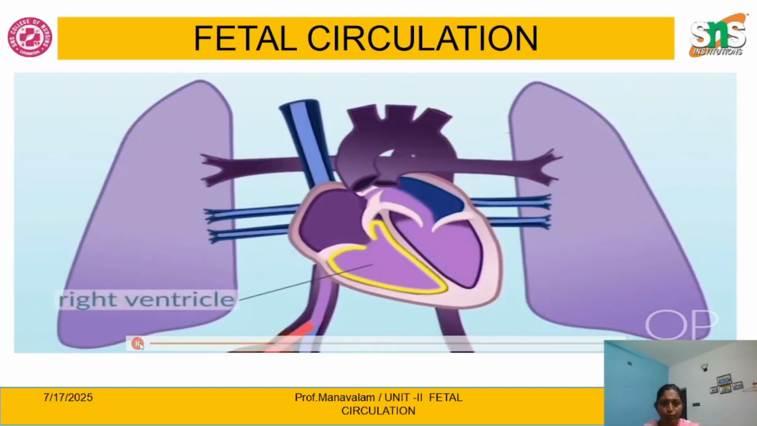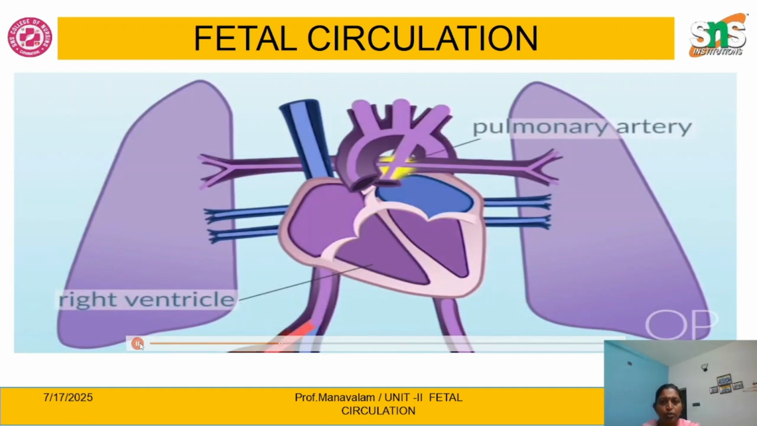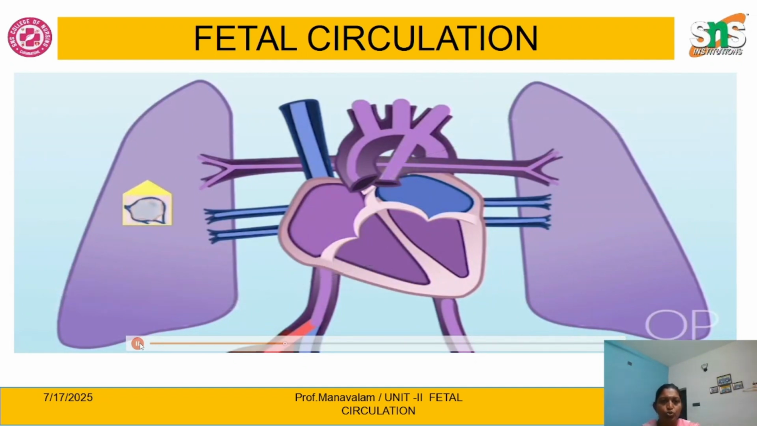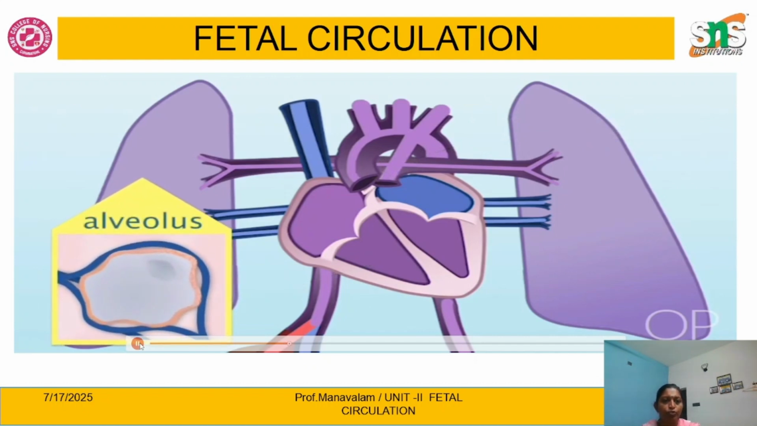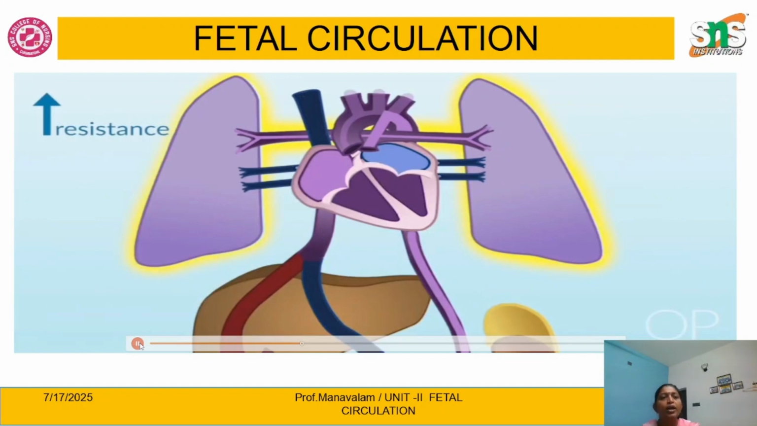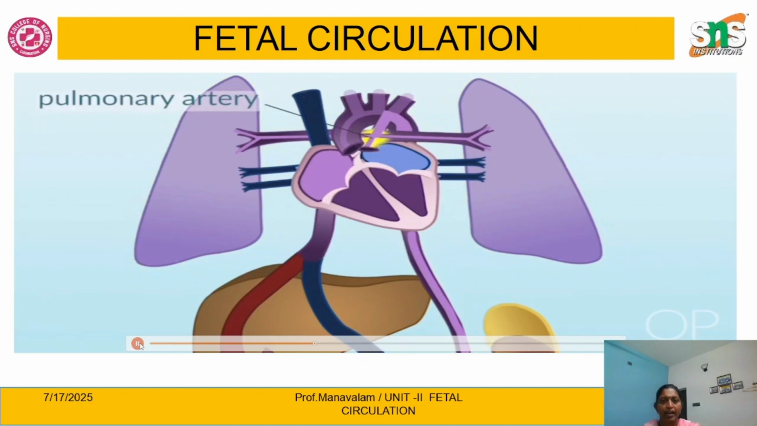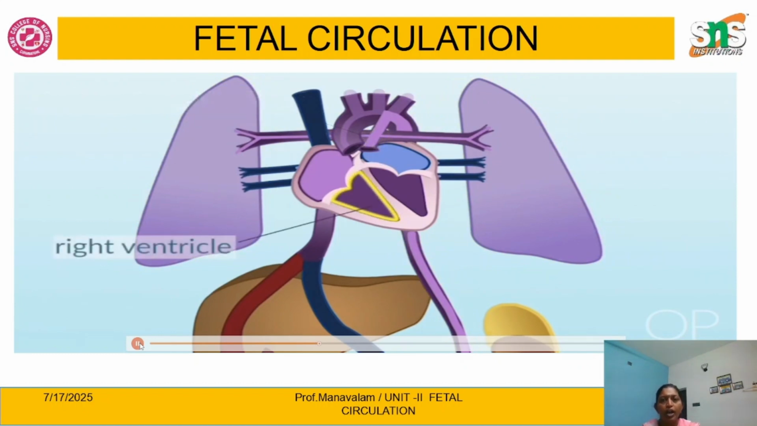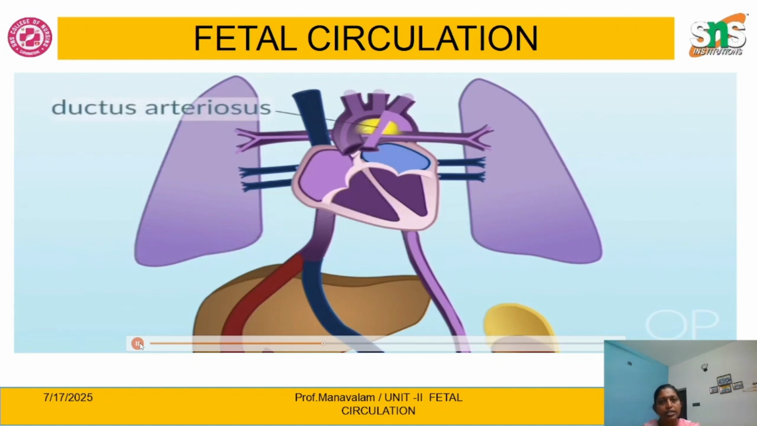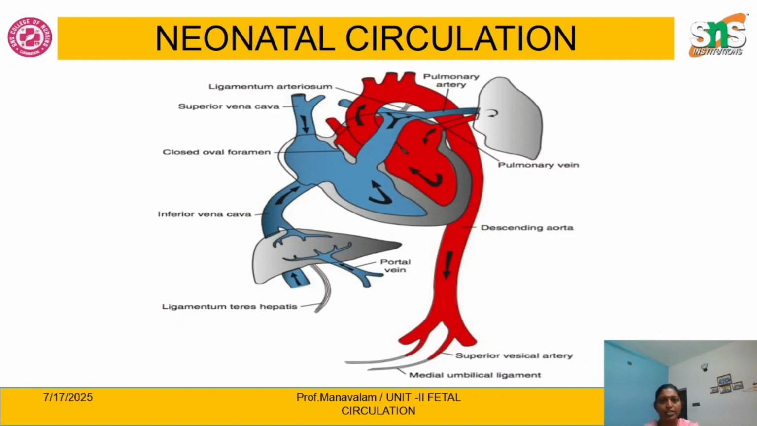Next, some blood from the right ventricle gets into the pulmonary artery, but it does not flow into the lungs, because the lungs are filled with fluid and the arteries are very constricted during fetal life. Because of this constriction, there is increased resistance to blood flow to the lungs. But there is less resistance in the aorta. So the blood from the pulmonary artery enters into the aorta through the ductus arteriosus and supplies the systemic circulation.